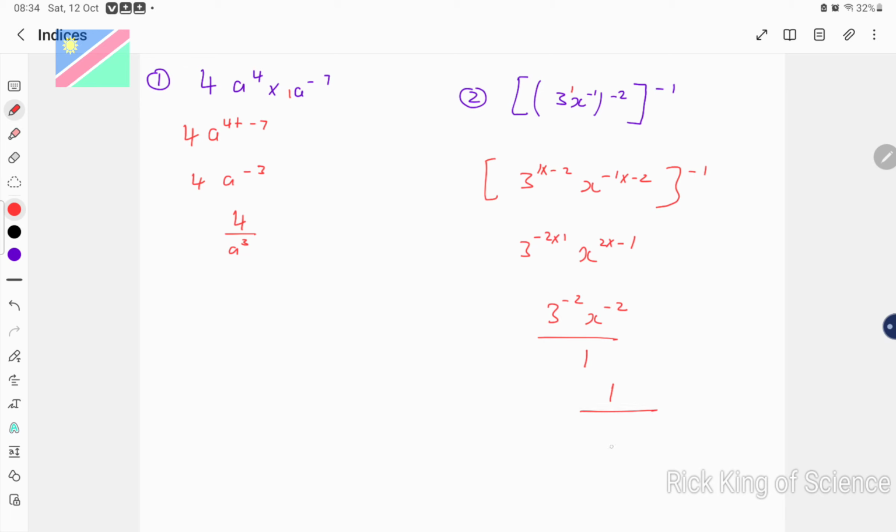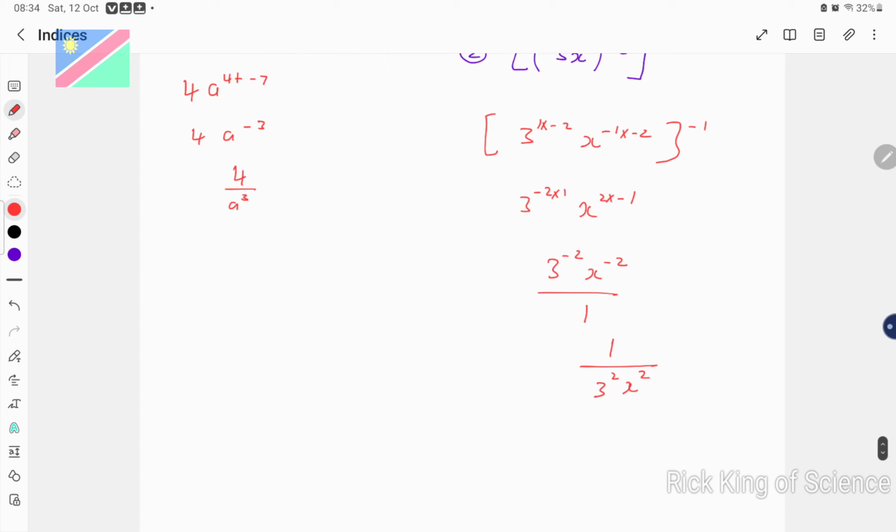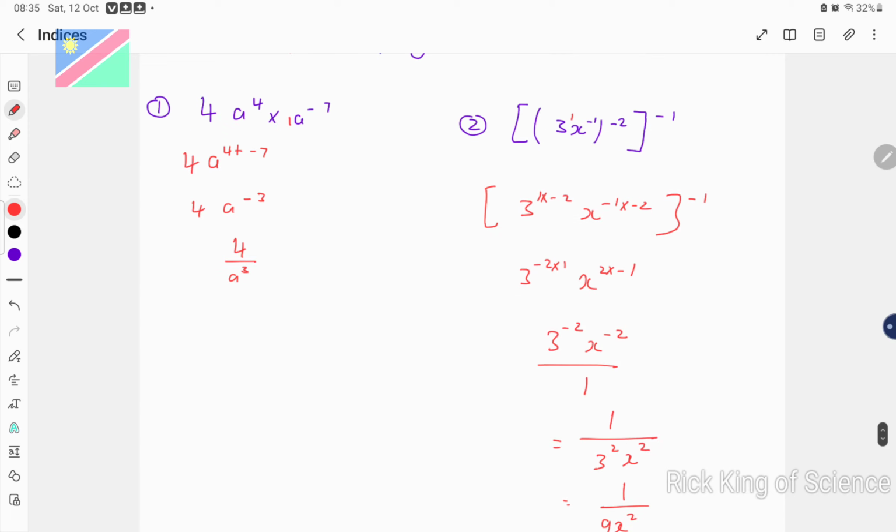So we'll have 1 over 3 squared x squared. If they say leave in this form, you are done. But sometimes you may need to continue to work out the number. 1 over 9x squared. That will be the most suitable answer. We are done. Okay, let's look at another example that is a little bit harder.